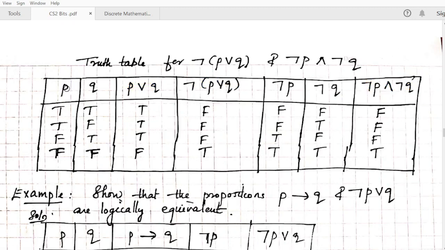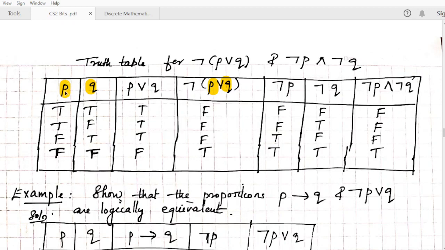So first consider our propositions P and Q. To find the truth value of this, first we have to consider P and Q. These are two propositions. If there are two propositions, what are all the possibilities of the truth values? Both can be true. First can be true, second is false. First is false, second is true. Both of them are false. So these are all the possibilities of the truth values for two propositions.